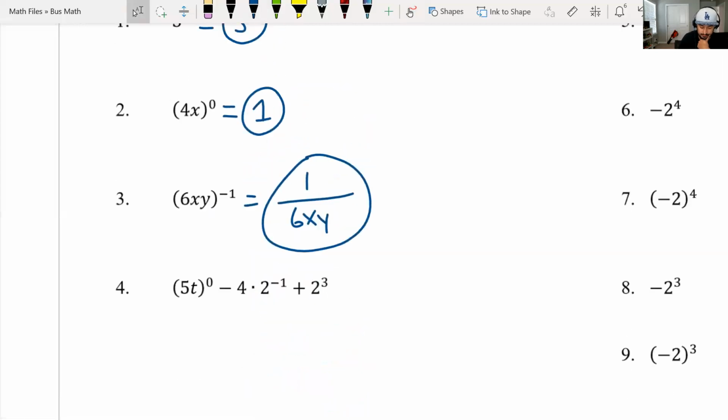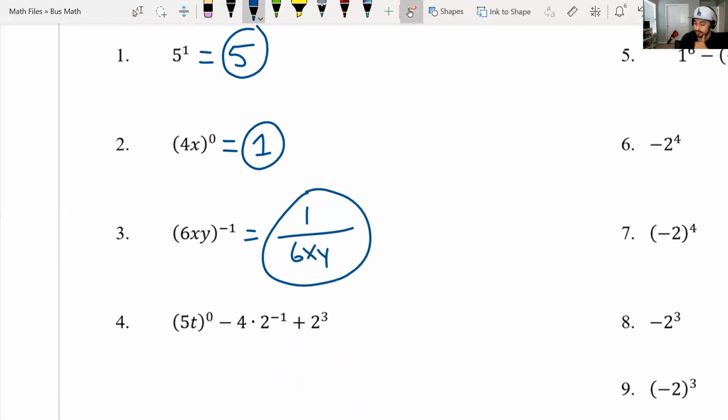Four. Excellent. Solve this expression: 5 times t to the zeroth minus 4 times 2 to the negative 1 plus 2 cubed. So remember, we still have to think of order of operations, which I told you was a lie. We've been lied to our whole lives. But the only things that stay true were parentheses and exponents, right?